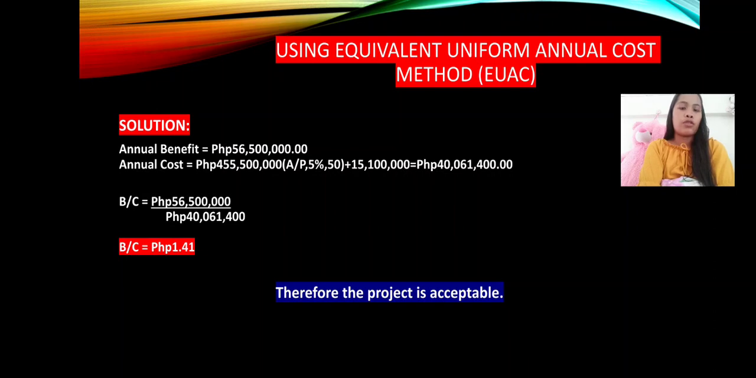So, BC is equals to benefit over cost. So, ang BC is 56,500,000 pesos divided by 40,061,400 pesos. So, magiging resulta, BC is equals to 1.41. Therefore, the project is acceptable.